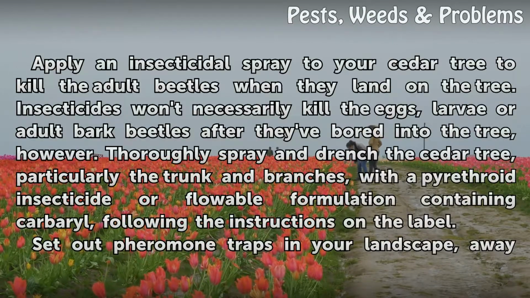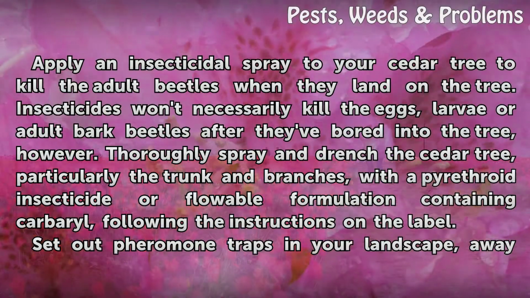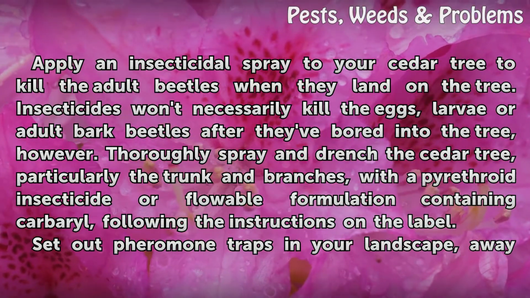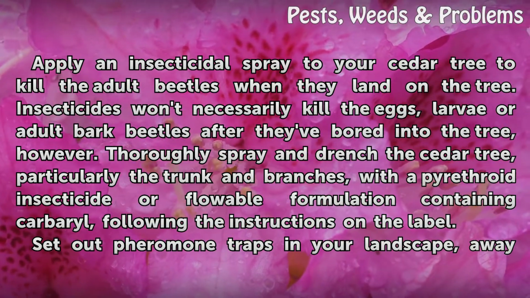Apply an insecticidal spray to your cedar tree to kill the adult beetles when they land on the tree. Insecticides won't necessarily kill the eggs, larvae or adult bark beetles after they've bored into the tree, however. Thoroughly spray and drench the cedar tree, particularly the trunk and branches, with a pyrethroid insecticide or flowable formulation containing carbaryl, following the instructions on the label.